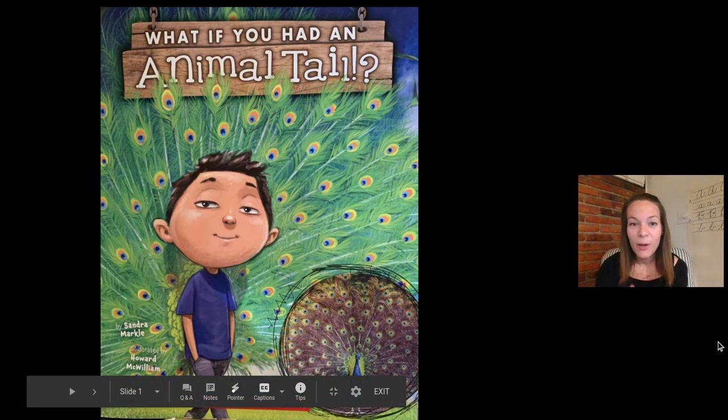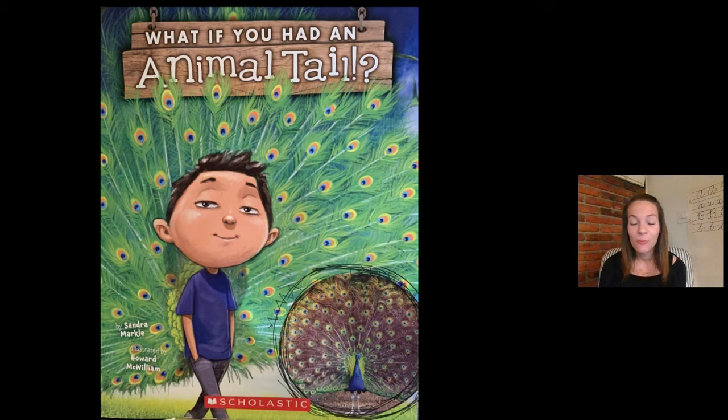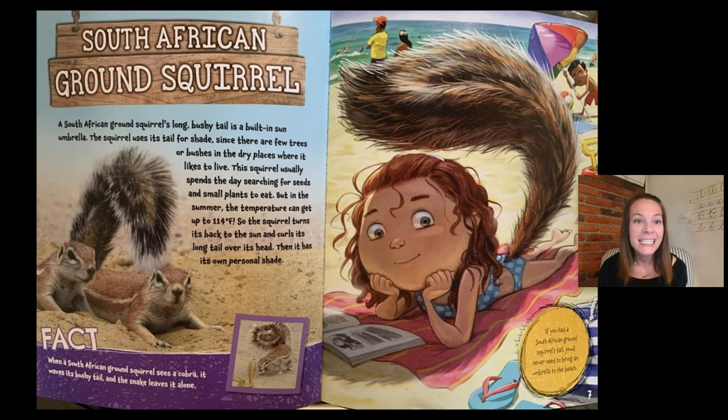So we are working on the strategy of questioning. And we know that good readers read and reread, and they also ask and answer questions. Okay, so today, after I read to you, you might want to read the article again or listen to it again, and you're going to want to go back into the text to make sure you double check your answers. So this is the South African ground squirrel. So let's read about their tail.